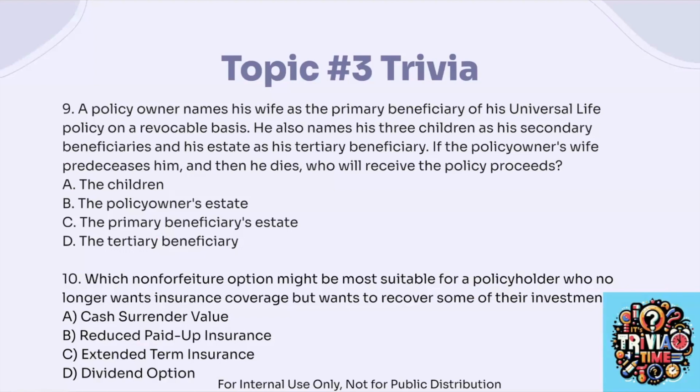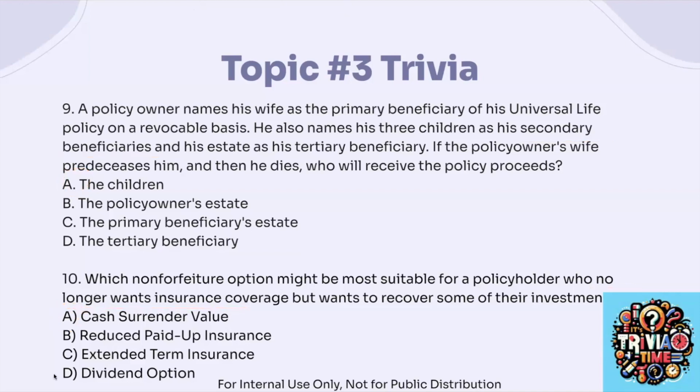All right, so for question 9, we want to see who received the policy proceeds. Okay, and it will be the children, the secondary beneficiaries or the contingent beneficiaries. You'll see both on the exam, most likely. And then for 10, we know that it would be the cash surrender value because they no longer want insurance coverage. So just make sure that you read through these questions really carefully.